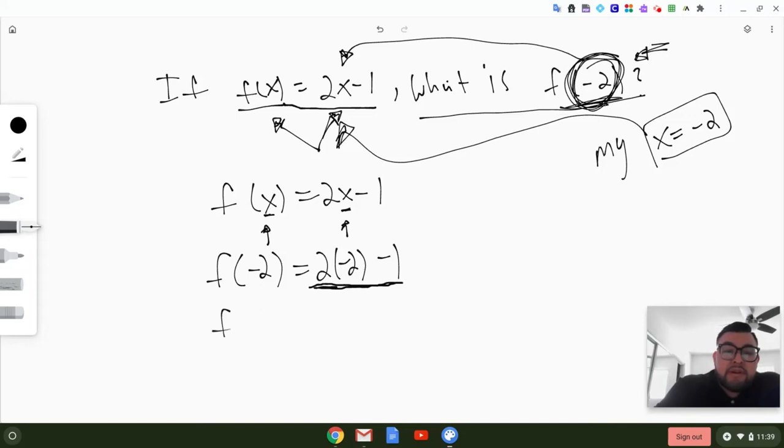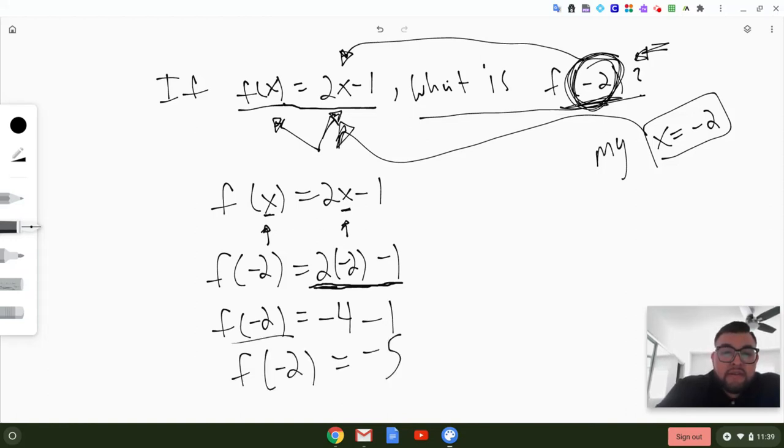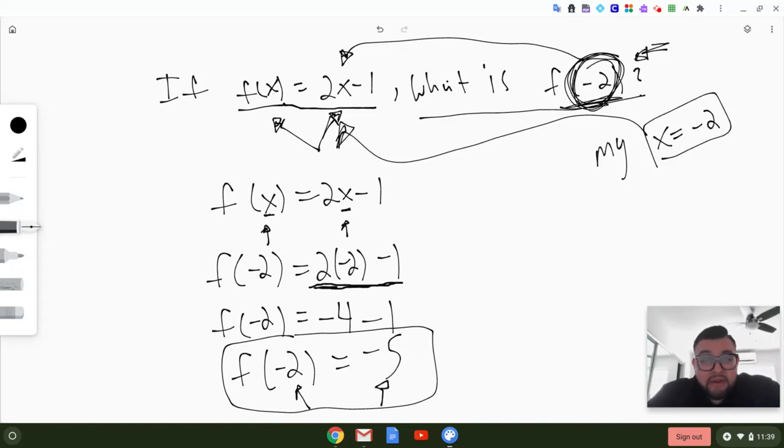So the last part, again, if you are comfortable evaluating it, but we're going to simplify. 2 times -2 is -4, and then minus 1. So -4 minus 1 is -5. So f of -2 equals -5. And all that means is whenever I plug in the -2 inside of this equation right here, I will get out a -5.